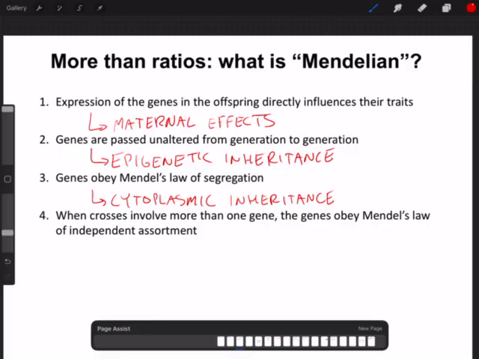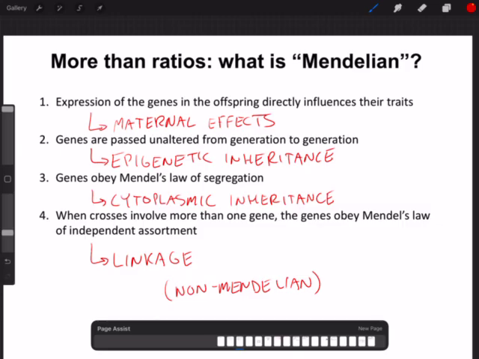And then finally, when crosses involve more than one gene, we assume that they obey the law of independent assortment, right? That you have alleles from two different genes, you have an equal probability of inheriting the dominant or recessive of this allele or the dominant or recessive of that allele. And the violation of that we've already talked about, which is linkage. We're not going to go into that again today, but these are all non-Mendelian. The basic idea is that when you have linkage, you have these biased inheritance patterns. You don't necessarily have equal probability of inheriting two different alleles of two different genes. If they're next to one another, they often travel together, as we've already discussed.